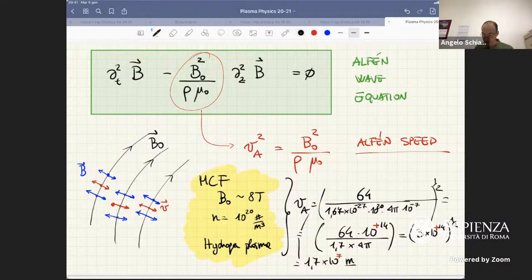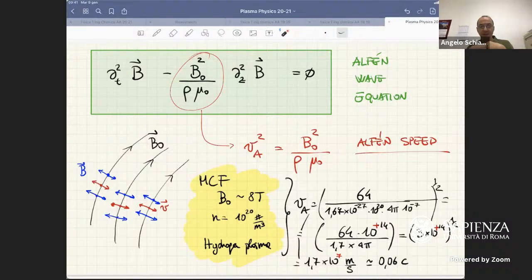International system, so it is meter per second. And if you remember, the speed of light is 3 times 10 to the 8. So this is almost, let's say, 0.06 of c, so 5-6% of the speed of light. So with respect to the usual acoustic speed, which is of the order of a few thousand kilometers per second or less, depending on the density of the material, you see that here we have a very large speed of this Alfvén wave.